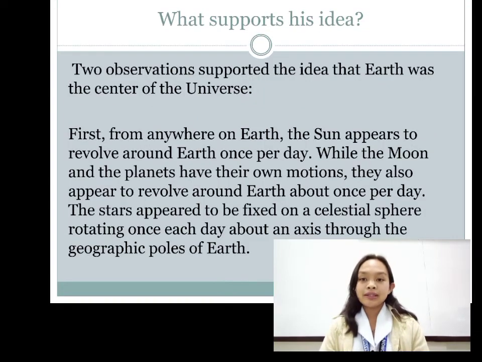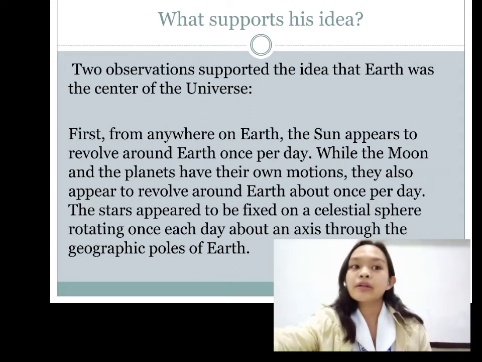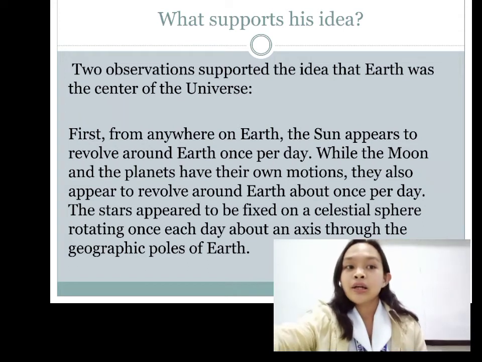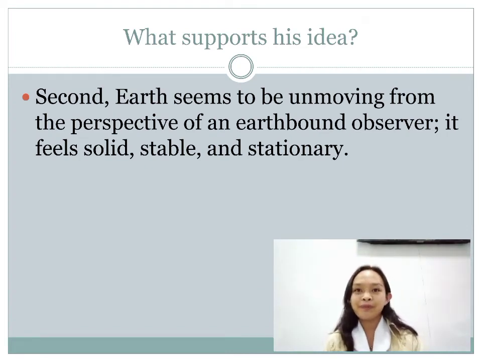So, what supports this idea? There are 2 observations that support the idea that the Earth was at the center of the universe. First, from anywhere on Earth, the sun appears to revolve around the Earth once per day, while the moon and the planets have their own motions. They also appear to revolve around Earth about once per day. The stars appeared to be fixed on a celestial sphere rotating once each day about an axis through the geographic poles of Earth. And second, Earth seems to be unmoving from the perspective of an earthbound observer. It felt solid, stable, and stationary.